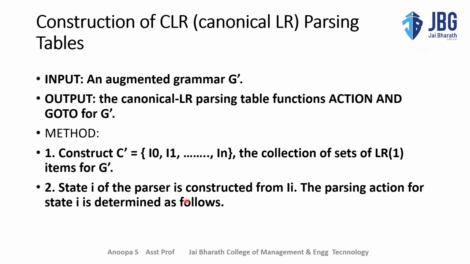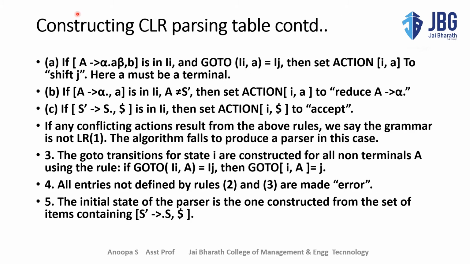Now state I of the parser is constructed from Ii, and the parsing action for shift is very much similar to that of our LR parser method. If we have a production A giving alpha dot a beta comma b, that is, after the dot we have a terminal symbol, then we write shift j, where Ii goes to Ij on the terminal symbol a. This is clear, as we have discussed the same in the LR parser method.